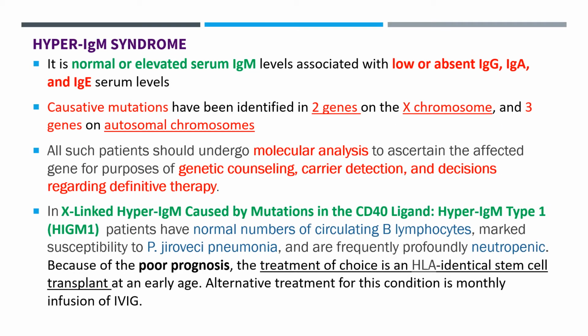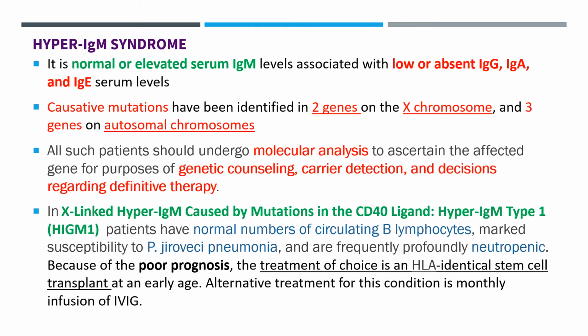Second disease, hyper IgM syndrome. And really they like it. I noticed that they like it in the questions. It is normal or elevated serum IgM levels associated with low or absent IgG, IgA, and IgE serum levels. Causative mutations, they are 5, which are identified so far. 2 of them are on the X chromosome and 3 genes on autosomal chromosomes.